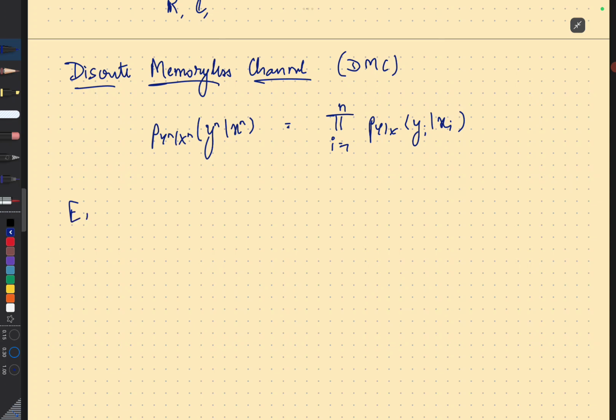Okay, so let's take some examples because we'll frequently revisit each of these. The first is what is called the binary symmetric channel.